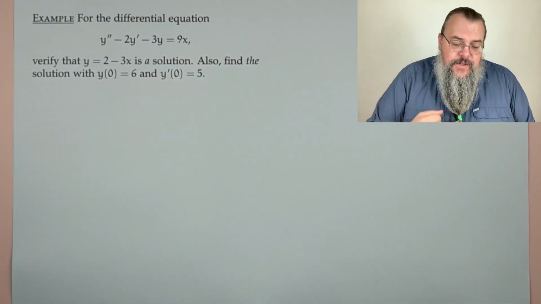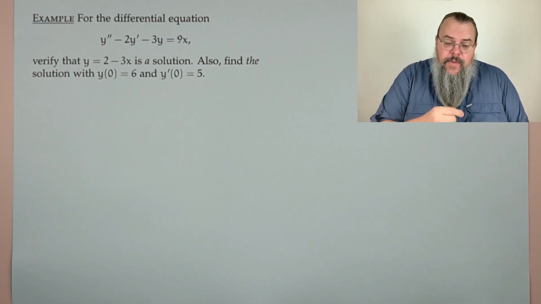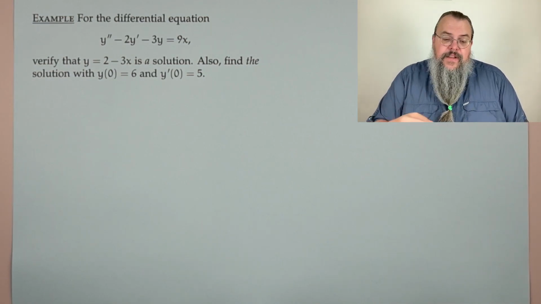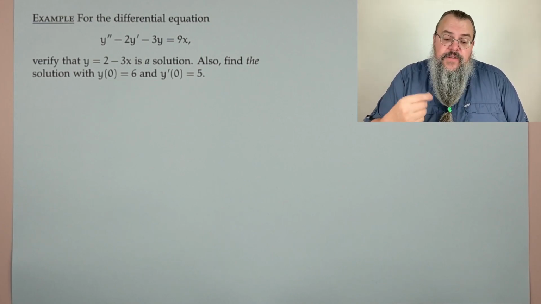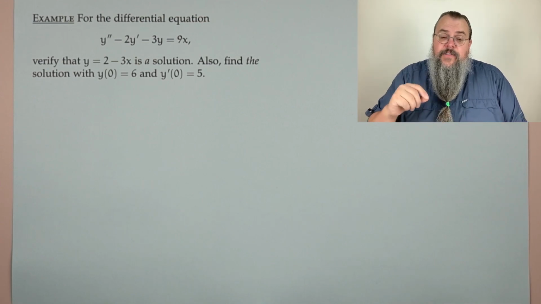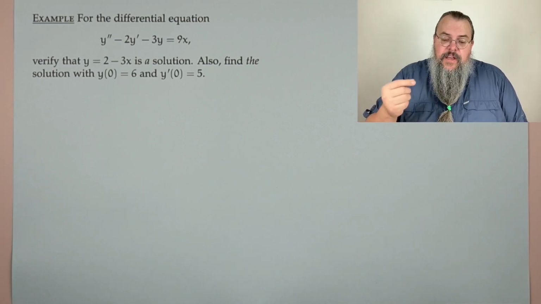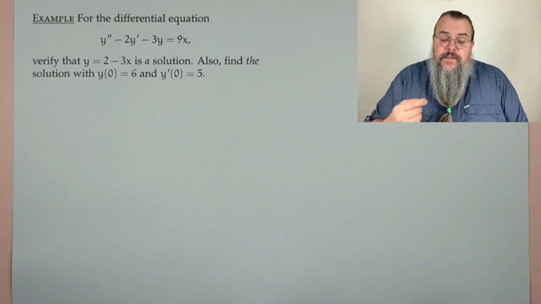For the differential equation y double prime minus 2y prime minus 3y equals 9x, verify that y equals 2 minus 3x is a solution. Also find the solution where y of 0 equals 6 and y prime of 0 is 5.